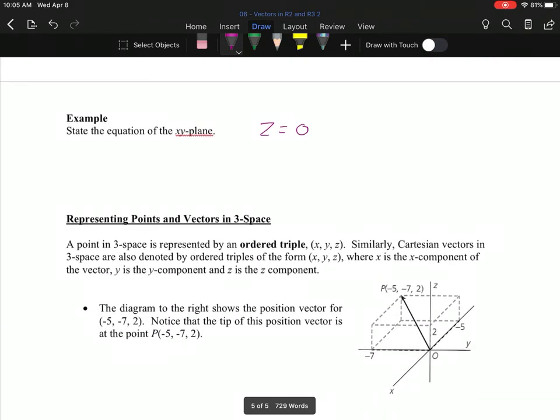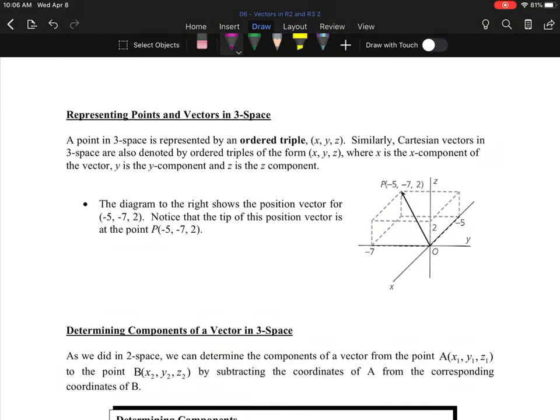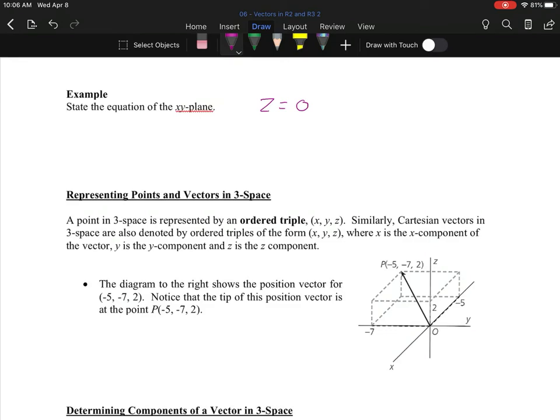Well, except for the visualization, life's pretty straightforward here. A point in 3 space is represented by an ordered triple. And similarly, Cartesian vectors in 3 space are denoted by ordered triples in the form x, y, comma, z. So in the diagram here, which is really hard to draw and picture, but maybe you can look at it for a second and visualize what the vector -5, -7, comma 2 would look like. And it goes -5 along the x-axis there, and it goes -7 along the y, and then 2 up. And you got to draw this rectangular prism to be able to really visualize what's happening. And so that's difficult. That visualization is very, very difficult.